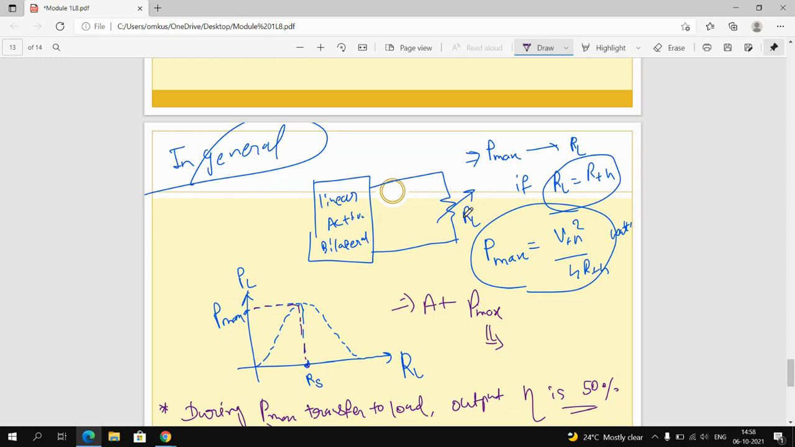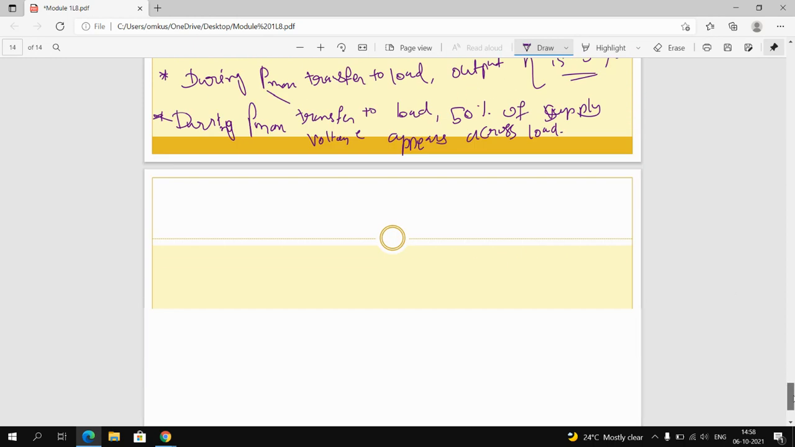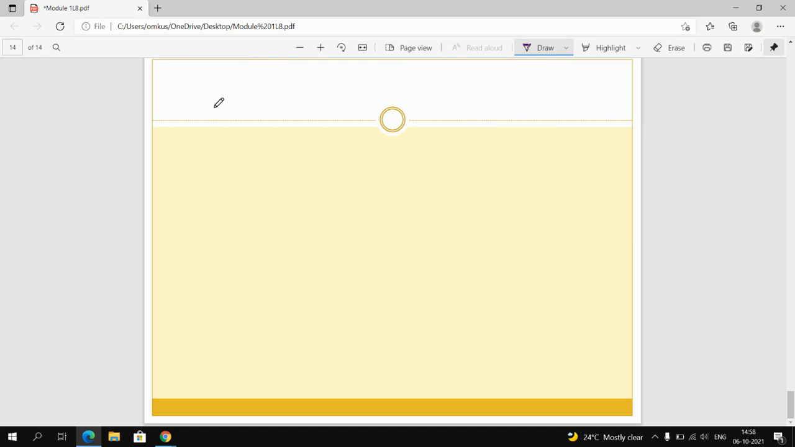Here this is a variable, that's why it is adjustable, right? But in some cases the load resistance is not adjustable. So in that case, what is the provision, we can see in our upcoming lecture. So take one example and try to solve it.